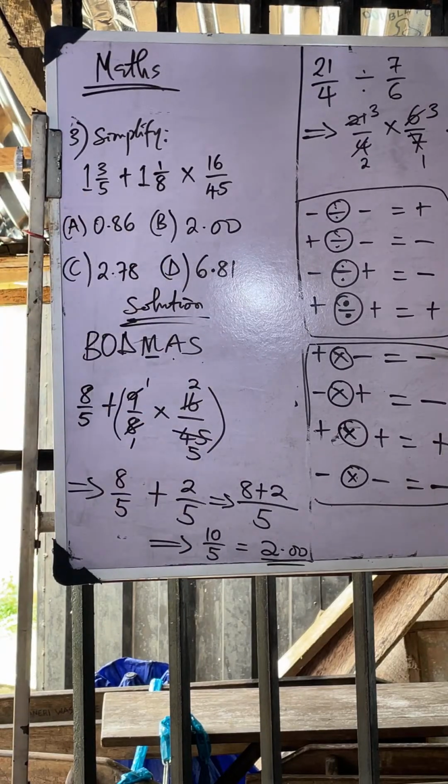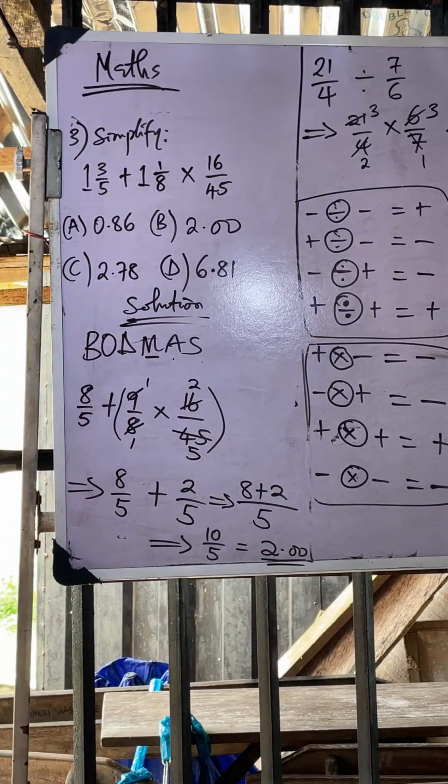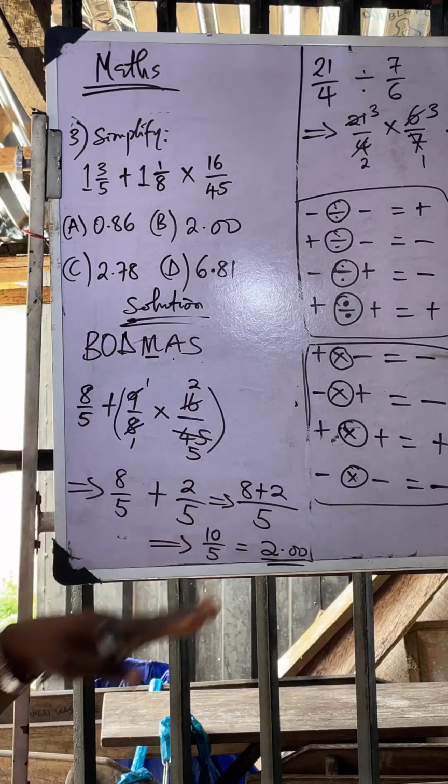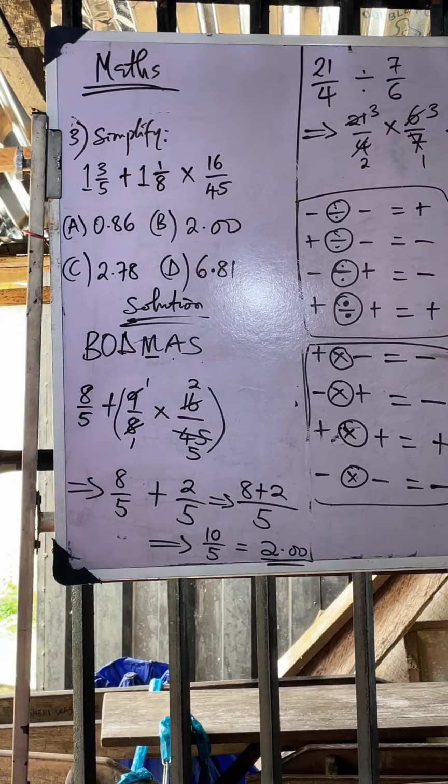Okay, if you add these two first, it cannot work. If you say, let me just add this and multiply by this, you cannot get the answer. It has a rule. I hope you have learned one or two things on how to observe these basic rules.